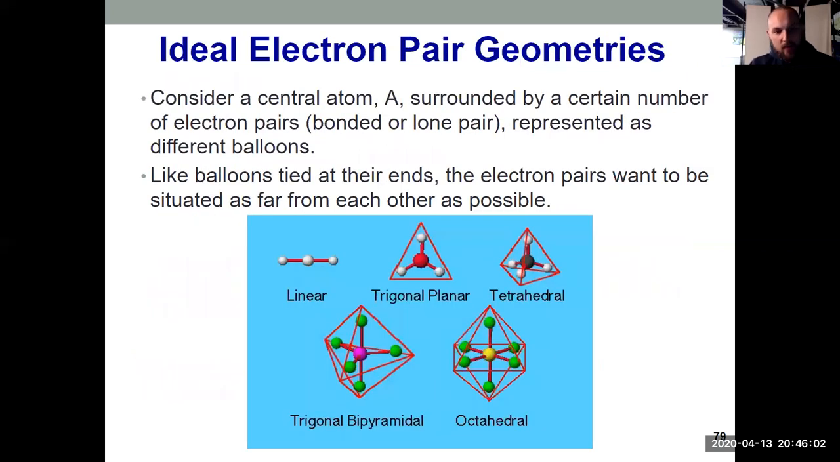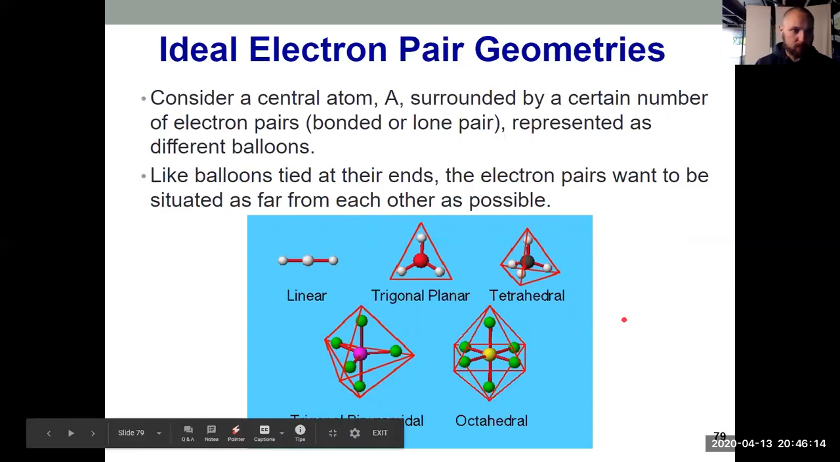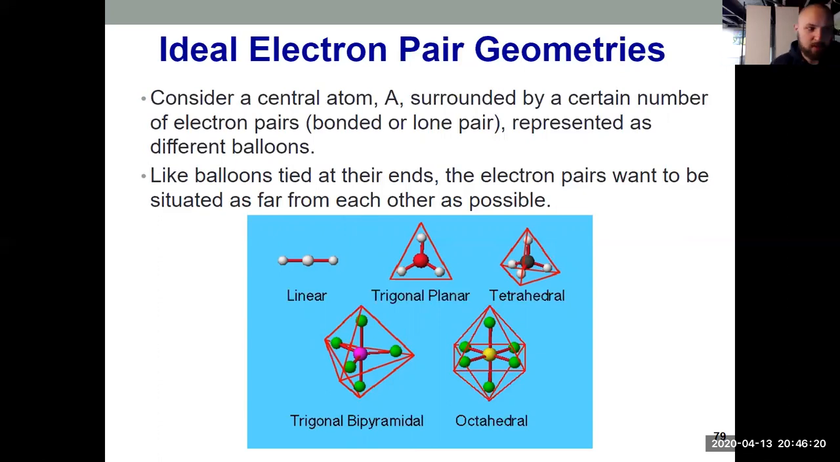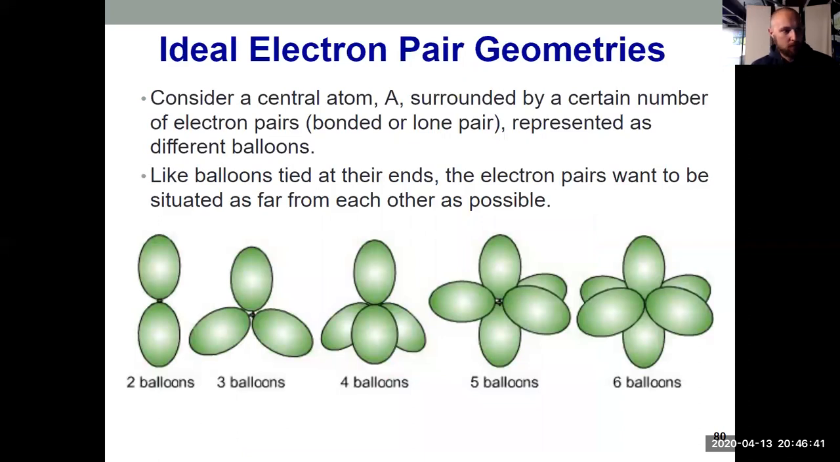And these are the geometries that we'll see them adopt, depending on if our center atom is surrounded by 2 other atoms, 3, 4, 5, or 6. Those are called electron pair geometries: linear, trigonal planar, tetrahedral, trigonal bipyramidal, and octahedral. Depending on how many groups we have, they want to be as far apart from one another, and they do that by adopting these geometries. It'd be the same thing if we tied balloons together and held them by the little piece that you blow into. They go as far apart as possible.